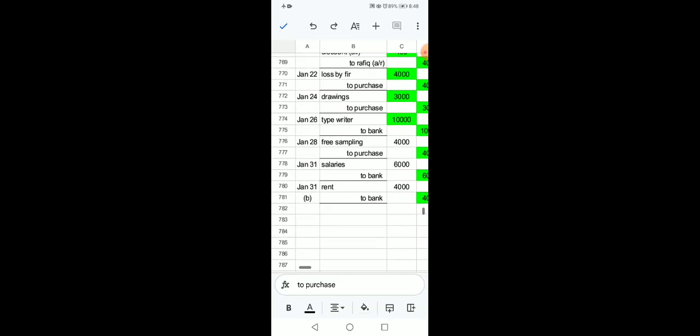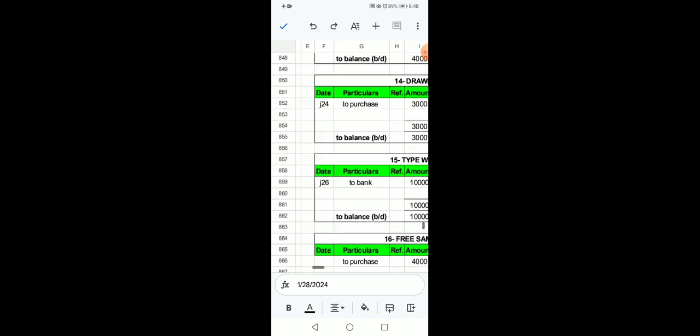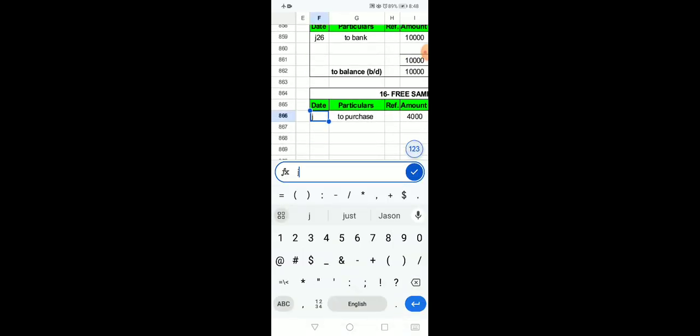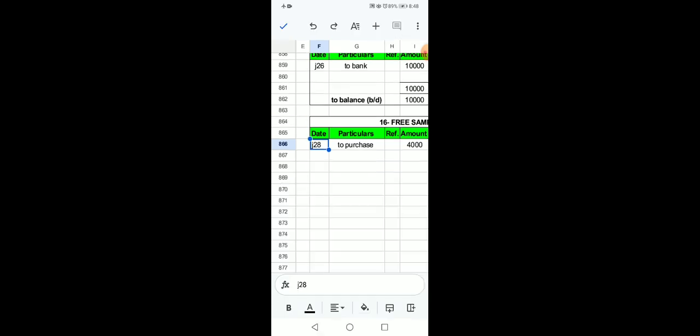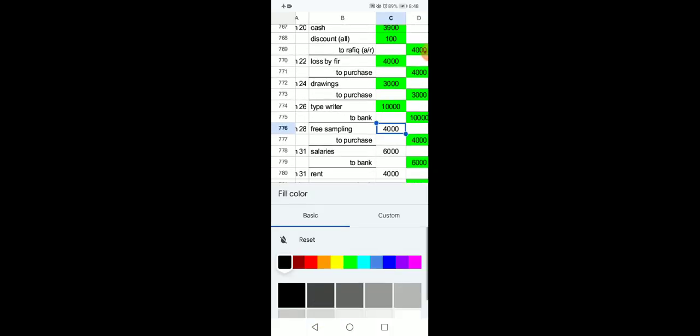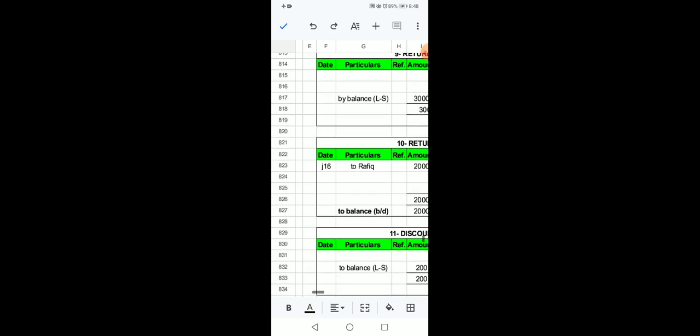Now see what was its date, January 28. So put the date over here, January 28. This way posting has been completed for free sampling. January 28 was the date. Free sampling 4000 was required to be posted, completed. See if free sampling is present in the rest of the entries. No, it means all posting for free sampling is completed.